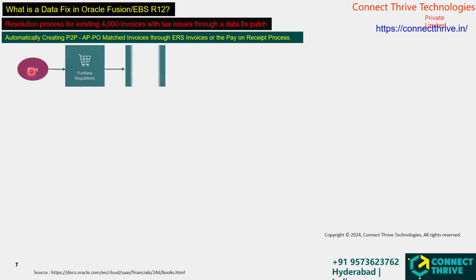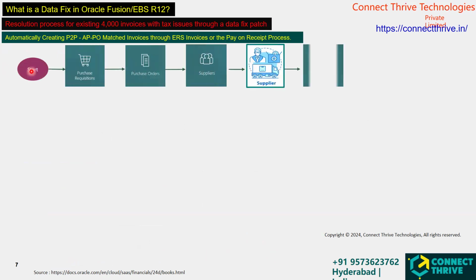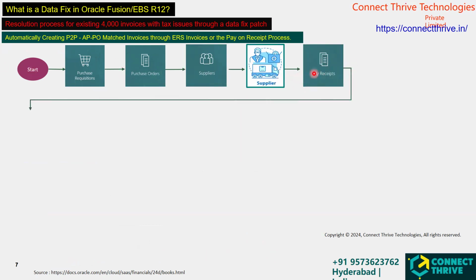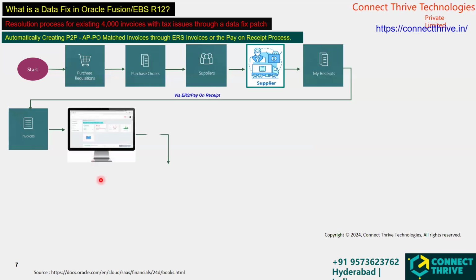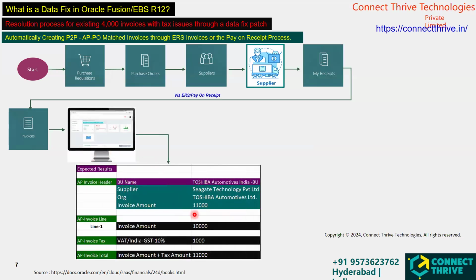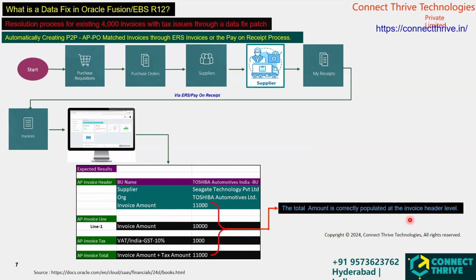Here also, we created a requisition, the purchase order is sent to the supplier, the supplier sends the goods to our organization, and there we create a receipt. Based on the receipt, we again create invoices. Now we are testing in our application. The tax amount is calculated correctly without any issues. The total amount is correctly populated at the invoice header level. If you see here, 11,000, 11,000. This is the tax amount. This is the line amount.